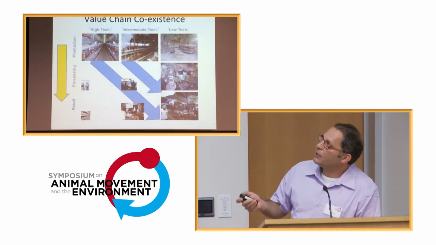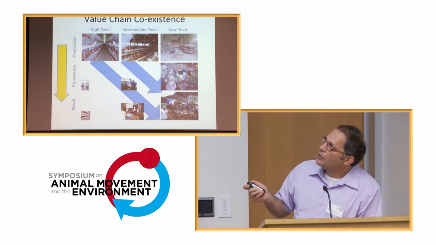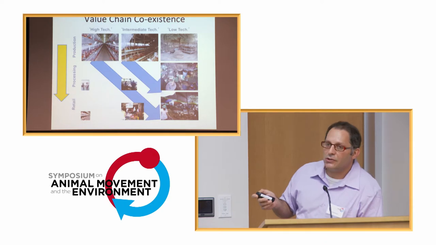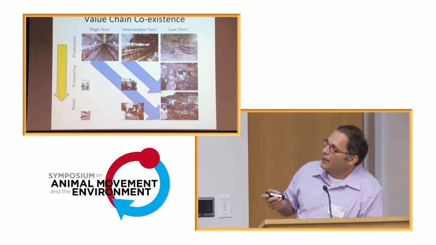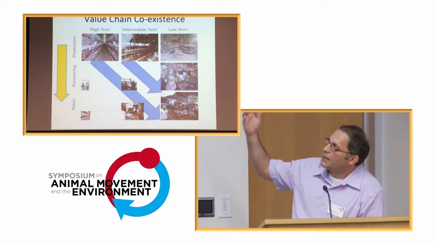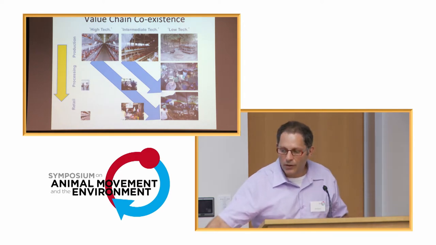I also mentioned that production systems are different. So you have traditionally in this part of the world, high-tech intensive production. In that part of the world, you have much more low-tech, less biosecure production systems. Animals then go on to processing. You can have big slaughterhouses, or you can have backyard slaughtering, or anything in between. And then finally, how do you get access to the animals or to the food at a supermarket, at a live animal market, or through other media? And so this just gives you an idea of areas where the value chain exists.